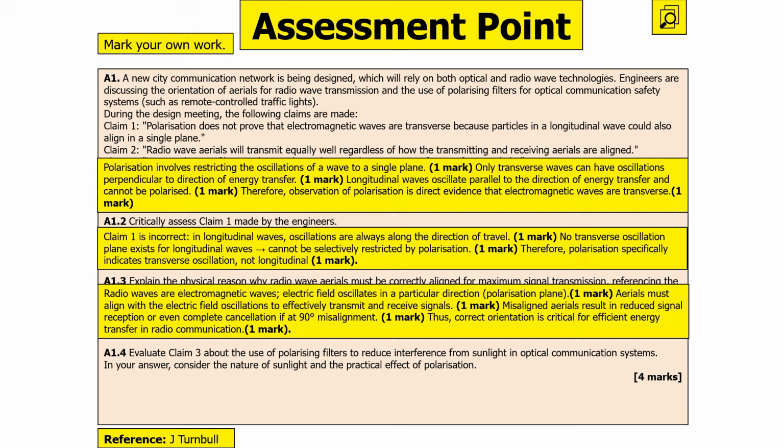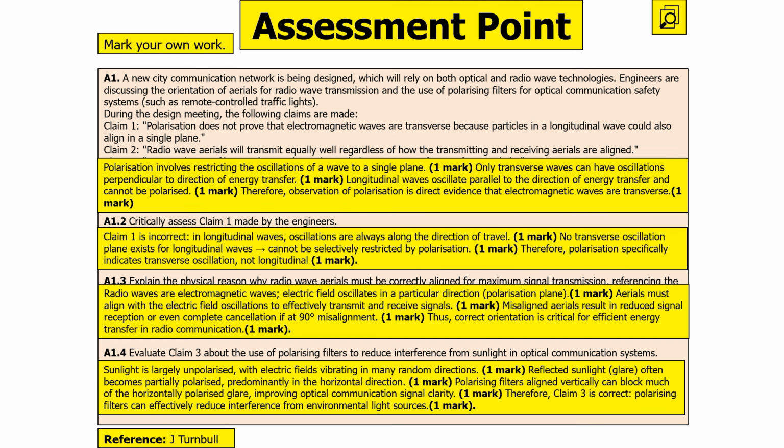Next one, radio waves are electromagnetic waves. The electrical field oscillates in a particular direction. The aerials must align with the electrical field oscillations to effectively transmit and receive signals. Misaligned aerials result in reduced signal reception or even complete cancellation if there is a misalignment of 90 degrees between the aerial and the field. So therefore, the correct orientation is critical for efficient transfer in radio communications.